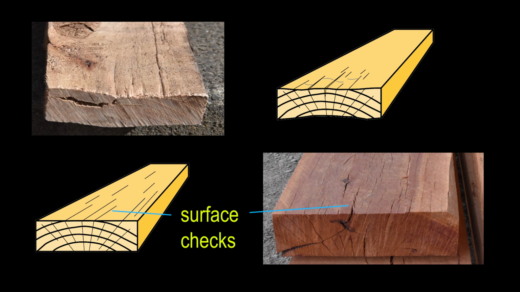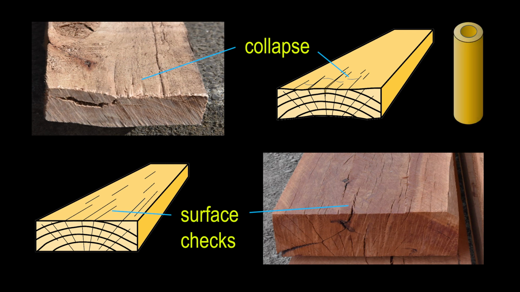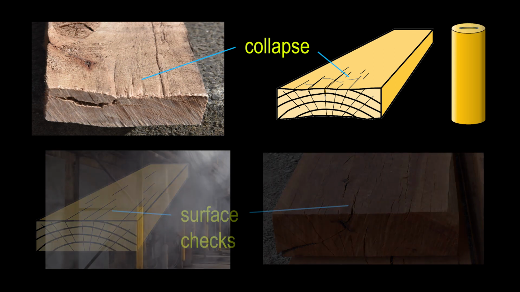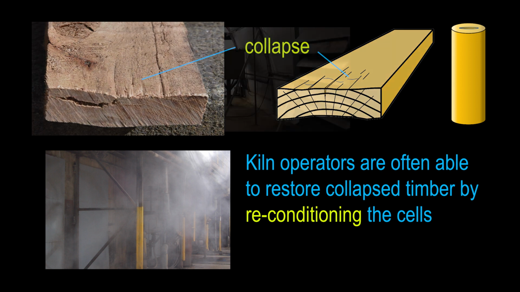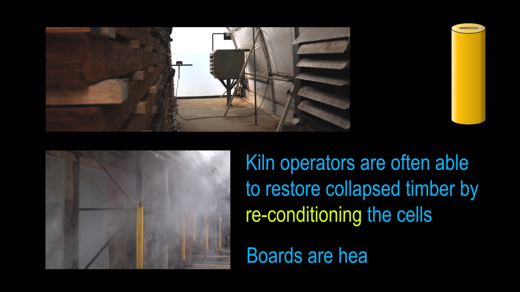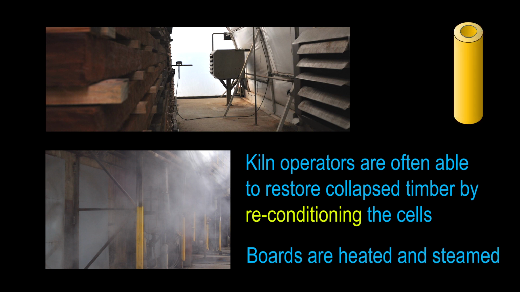Some timber species are particularly prone to the problem of collapse, which occurs when the cells buckle due to an excessive change in pressure. The effect is like sucking on a straw and holding your finger over the other end. Kiln operators are often able to restore collapsed timber by reconditioning the cells. In this process, the boards are heated and steamed until the cell walls soften and expand, allowing them to recover their shape.